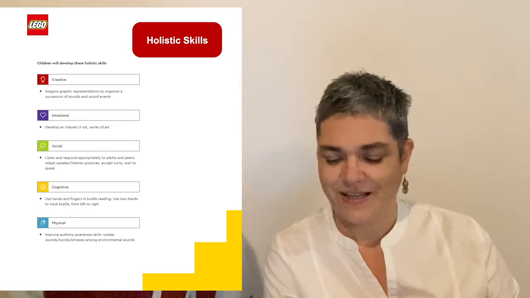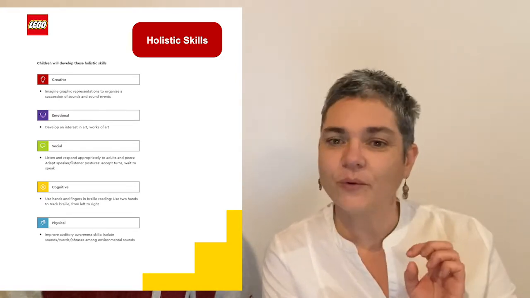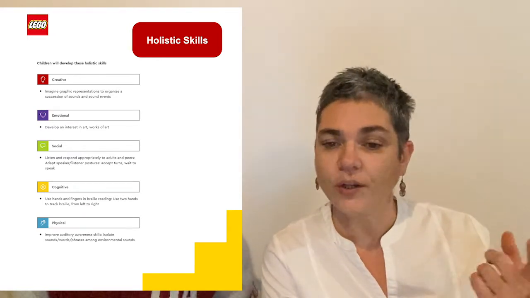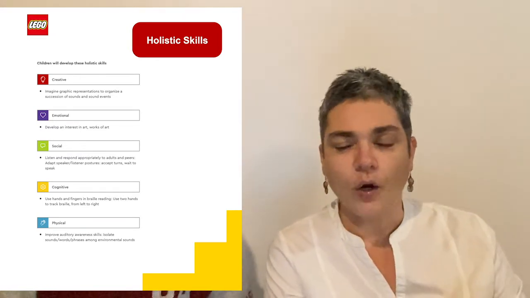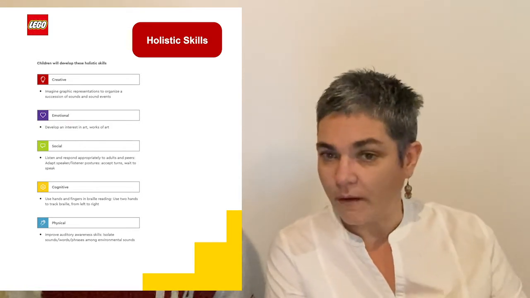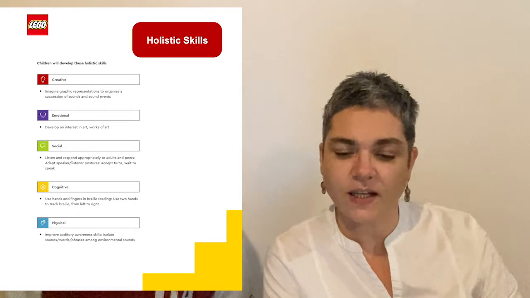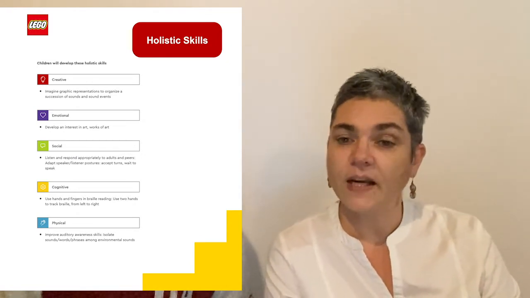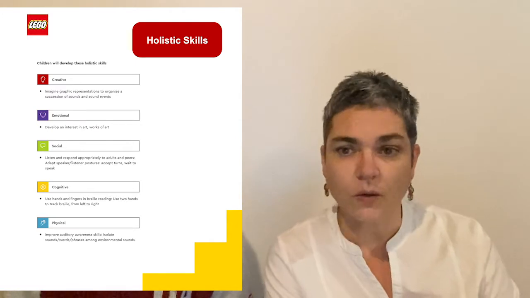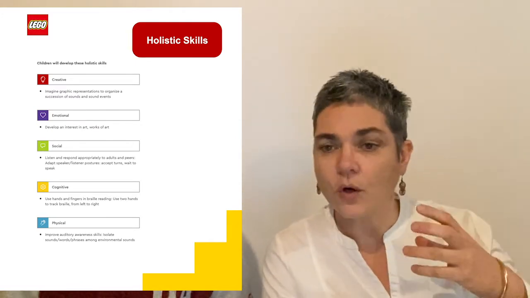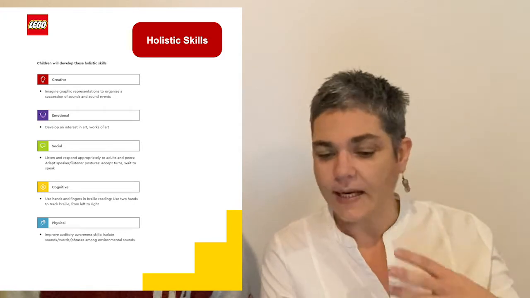Okay, so we've seen that we worked with different skills, the proprioception skills, that sense, I must say, but also with a lot of others. So we had a full holistic panel of skills. You will find creative, emotional, social, cognitive, and physical skills here. Of course, as I always say, many more of them, but the first, the creative skill, is imagining graphic representation to organize a succession of sounds and sound events. That's really great, because we can also work with auditory skills, not only tactile here.